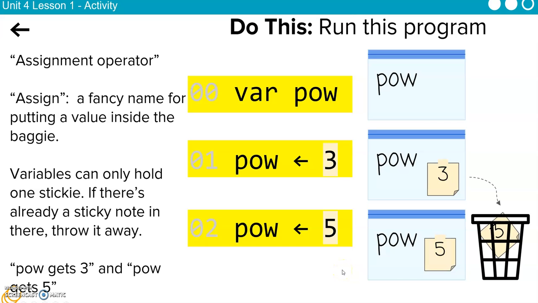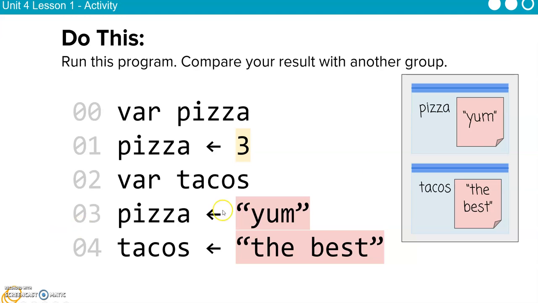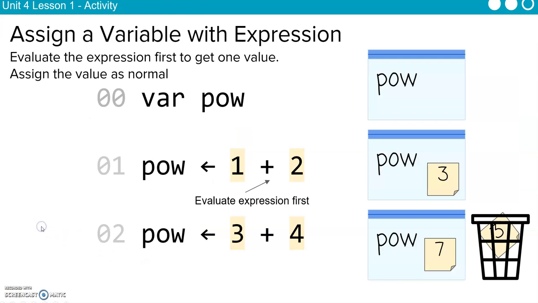So the 5 replaces it there. Okay, so if you look at this one, again, you can sort of see what you think is going to happen. You've got var pizza. Pizza is set to 3. You've got another variable called tacos. Pizza is set to yum, and tacos is set to the best. So nothing too interesting here, but just to give you that idea. In the end, pizza is set to yum, tacos is set to the best.